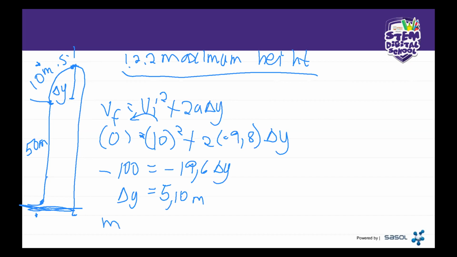So the maximum height in this case is going to be equal to 50 plus 5.10. And that is going to give us 55.1 meters above the ground. Okay.